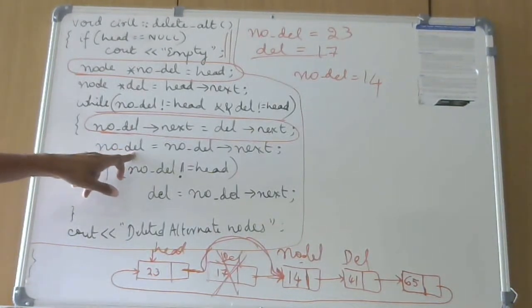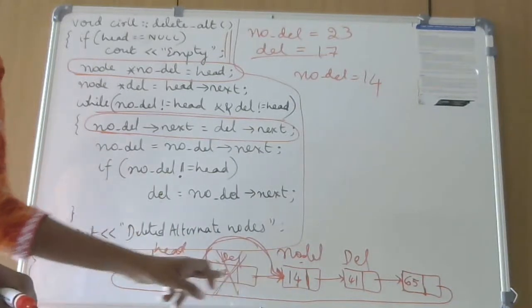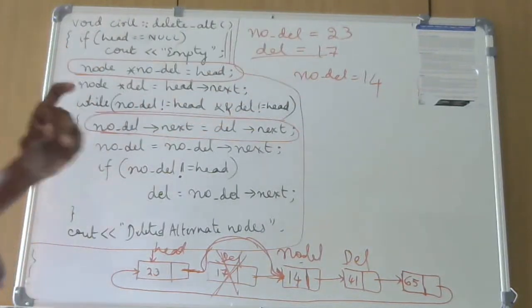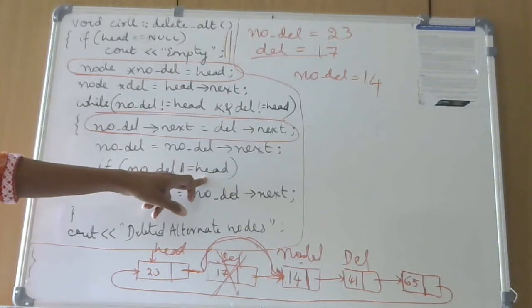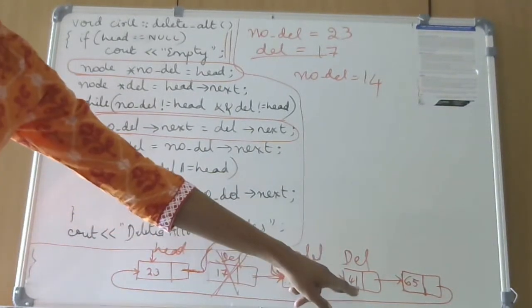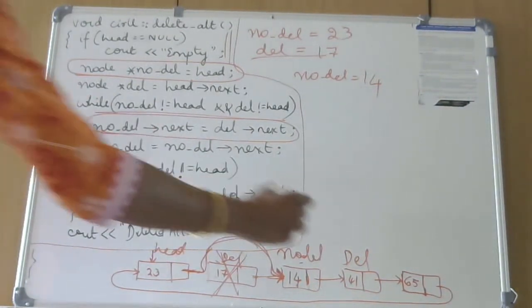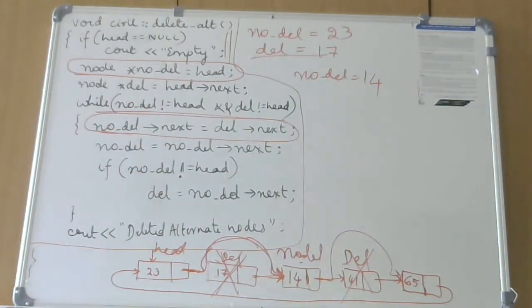Then which is our noDelete now? New noDelete is nothing but noDelete of next. noDelete of next is pointing where? 14. So 14 will become the new noDelete. If noDelete is not equal to head, that means if it is not the last element, then delete will become noDelete of next. So like that, I go on repeating this. Next again what will happen? This will get connected to this one. This will get deleted. So that's how I am trying to delete the alternate nodes. I hope this is clear to you all.